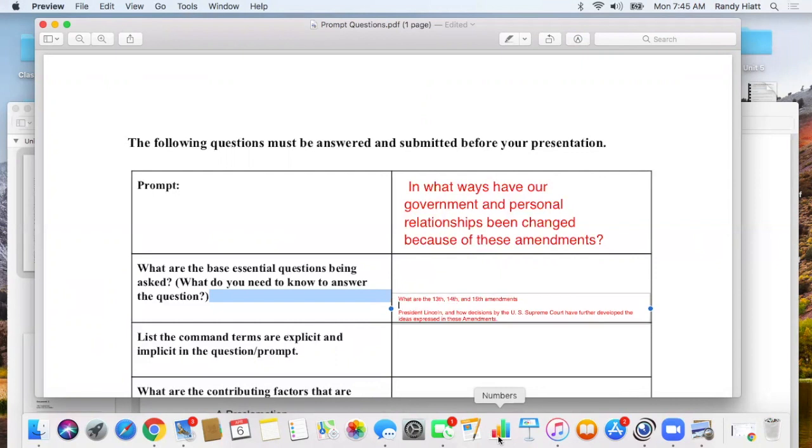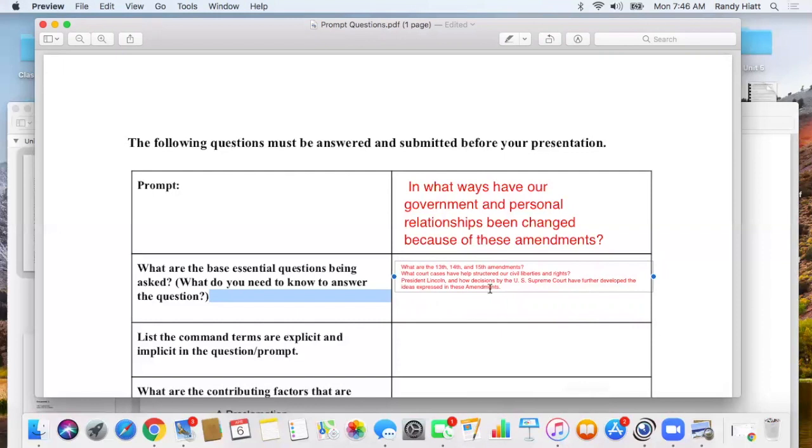Okay, it also asks about what court cases. Well, court cases have helped structure civil liberties and rights. Okay, so there are a couple of the base things that we could look at, and I'm sure there's more, so I can put that right there. There's definitely going to be more essential questions that go with this. Okay, how have the amendments changed?